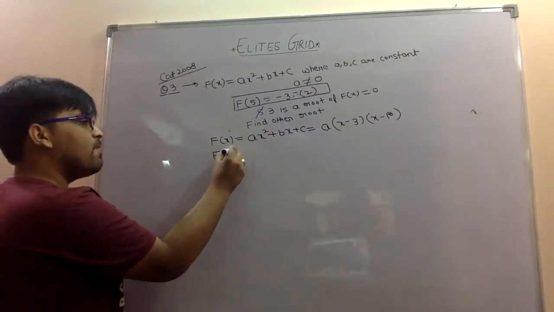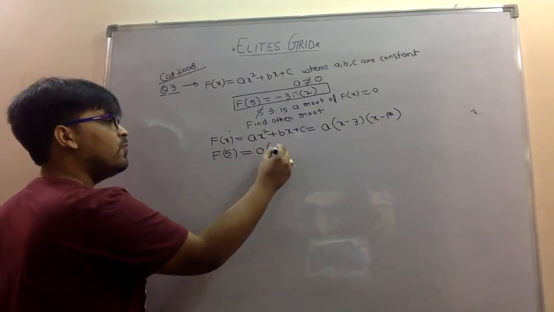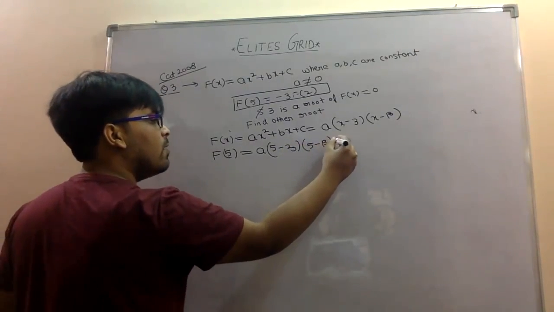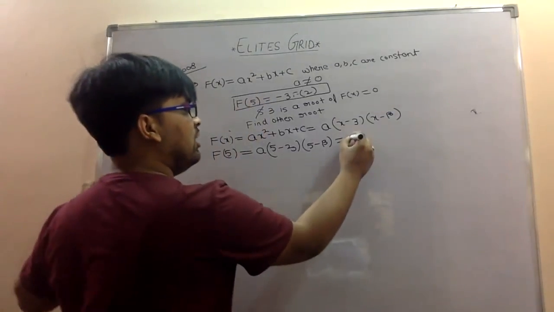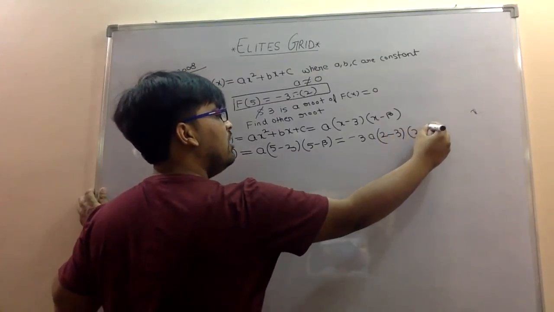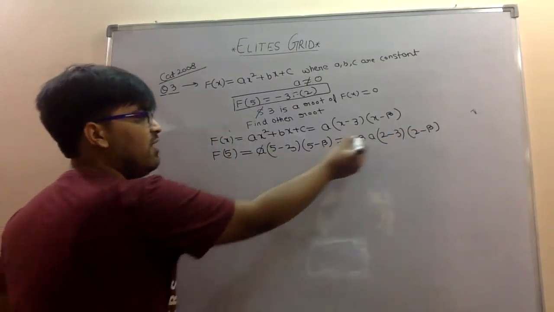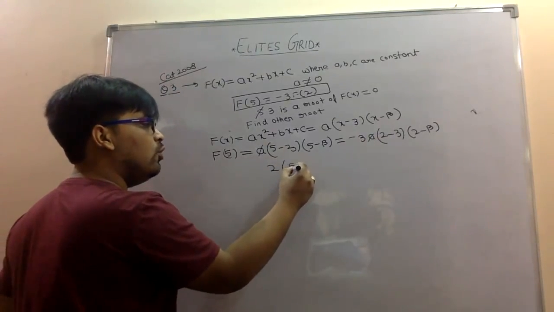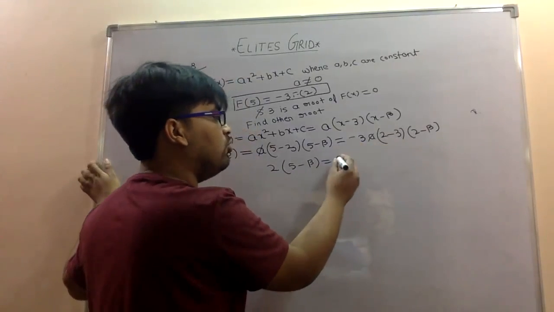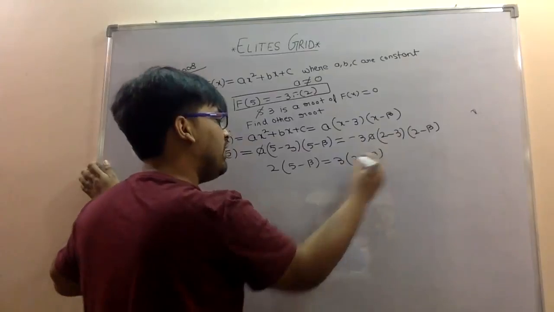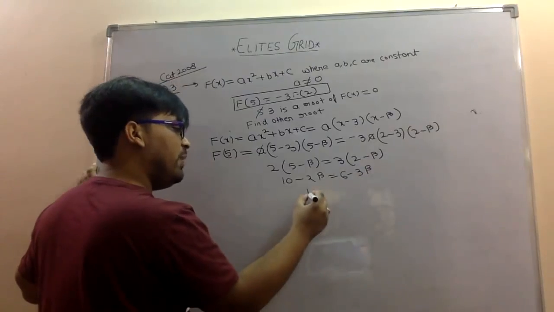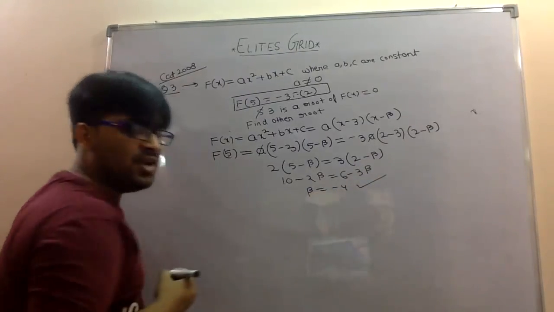So f(5) is nothing but a, you will replace x by 5, that is (5 minus 3)(5 minus beta), which is equal to minus 3 f(2). f(2), that means you will replace x by 2. So (2 minus 3)(2 minus beta). Now this a and a will get cancelled out. This will be 2 into (5 minus beta) is equal to (2 minus 3), that will be minus 1, minus 1 into 3, (2 minus beta). So 10 minus 2 beta is equal to 6 minus 3 beta. So beta will be equal to minus 4, and that will be your answer.